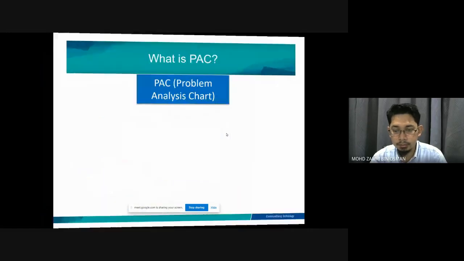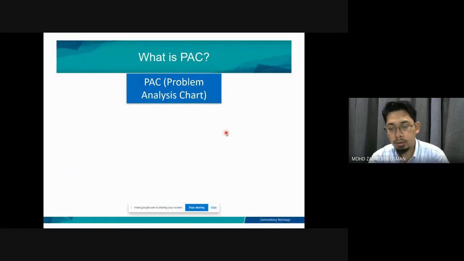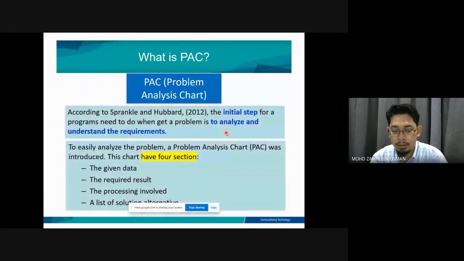Okay, so we're going to go through the PAC here. It's a problem analysis chart. According to this book, 2012 by Frankel and Humbert, the PAC is called the initial step a program needs to do when a problem is to analyze and understand the requirement. So this is one of the requirements for the development part. Some companies use this kind of solution development by using the PAC.